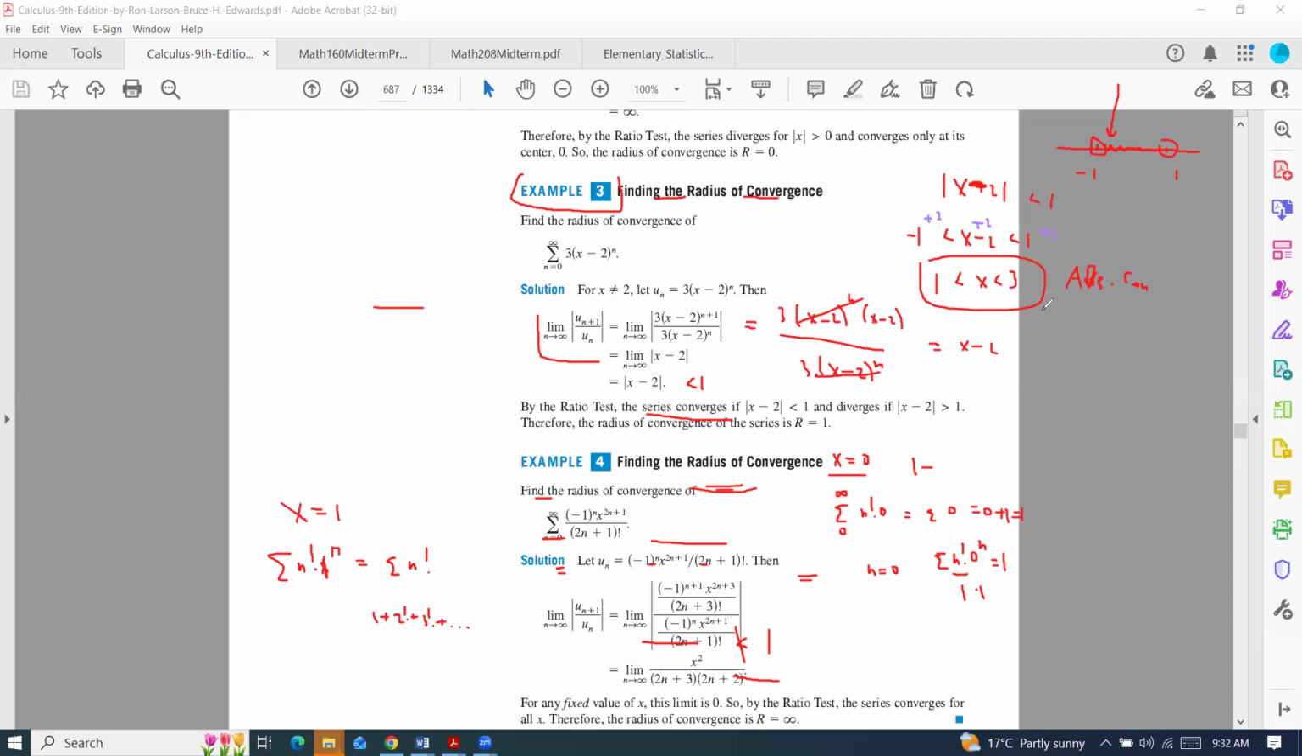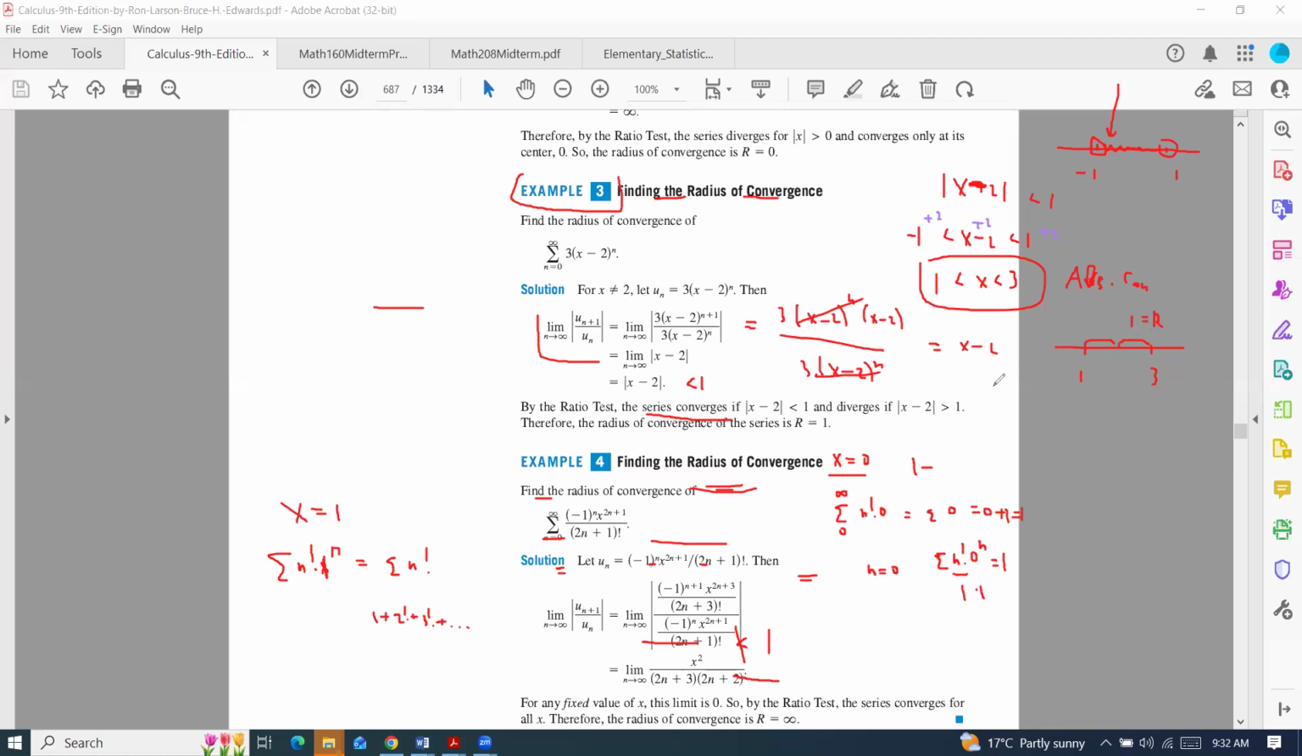And everywhere outside of this interval, it's divergent. And please notice the radius of this interval. If I look at the interval between 1 and 3, I go by 1 from the center to the left and to the right. That's called my radius of convergence. It happens to be equal to 1.